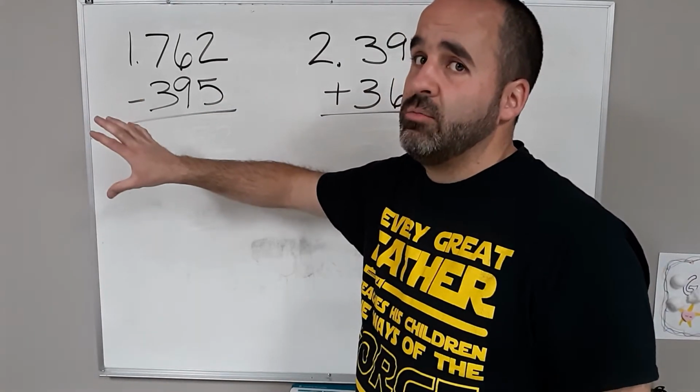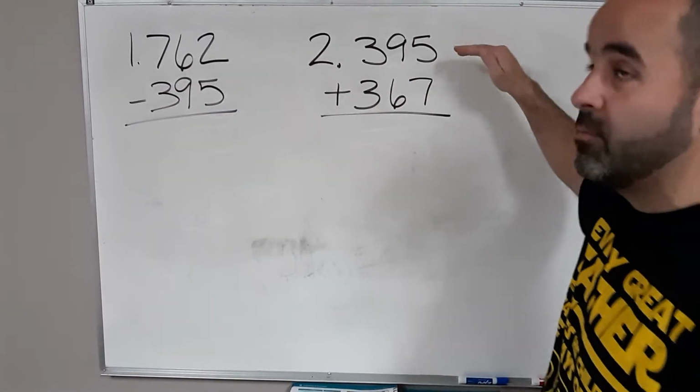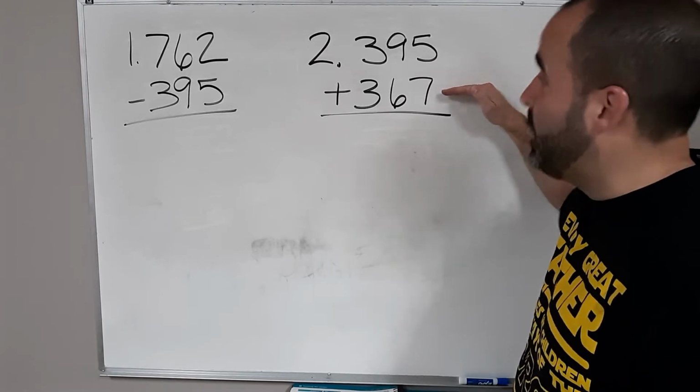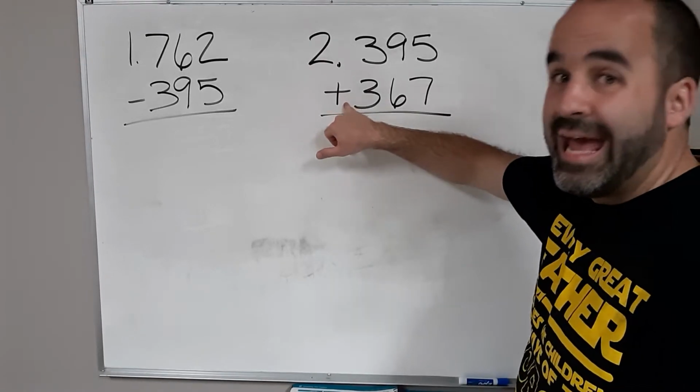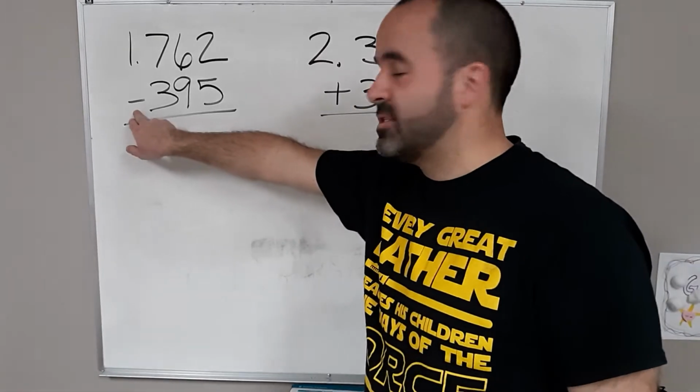And don't just assume because the number on top is bigger that you're going to subtract. Because if I look over at number 2, 395 is greater than 367. But I'm still, on this one, adding, okay? So let's start with number 1. First, let's look at the sign.